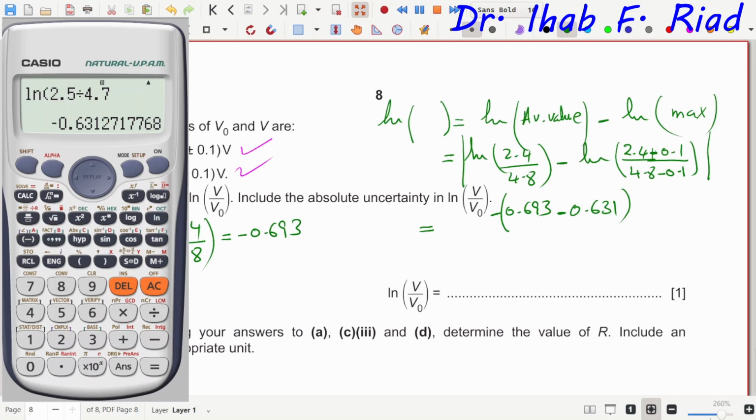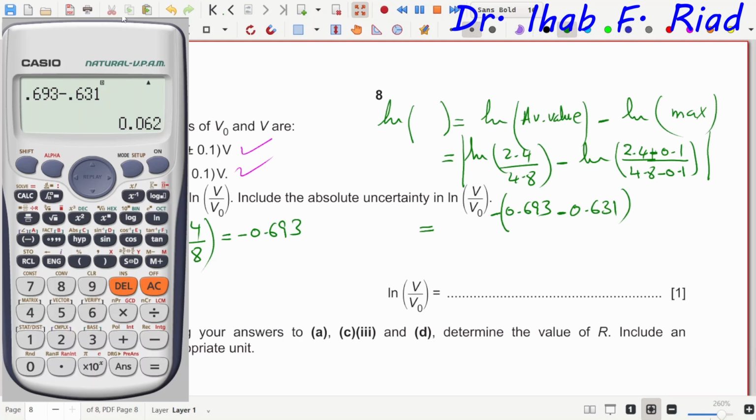0.631. Okay, 631. We calculate the difference. It is 0.6393 minus 0.631. This is 0.062. Okay, now we are going to report it to one significant figure. We are going to report the uncertainty to one significant figure.